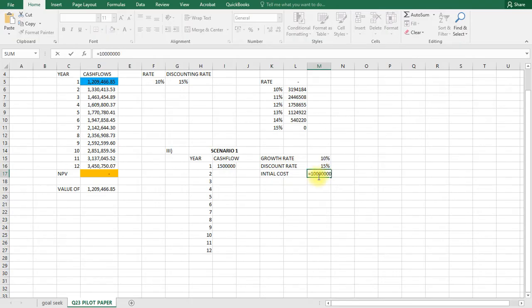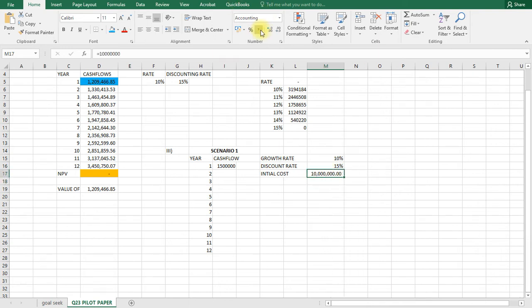10 million, can separate that, 10 million that way. So that means here we shall have is equals to this value, the one that will grow, multiplied by, open the bracket, 1 plus the growth rate, and the growth rate I will lock it using F4, and I will close the bracket at the end and I enter.